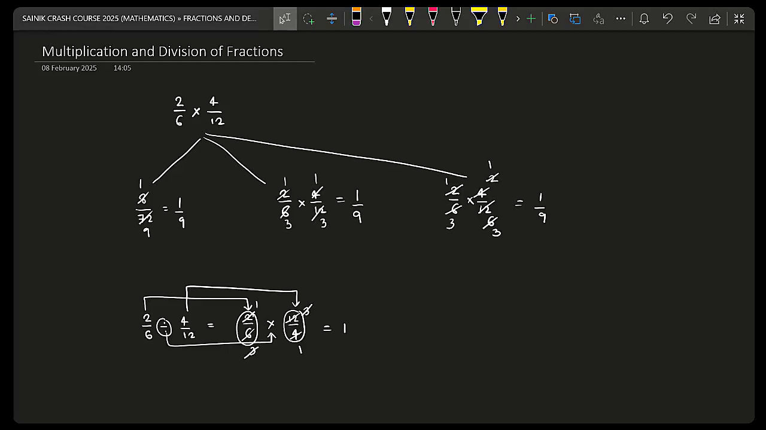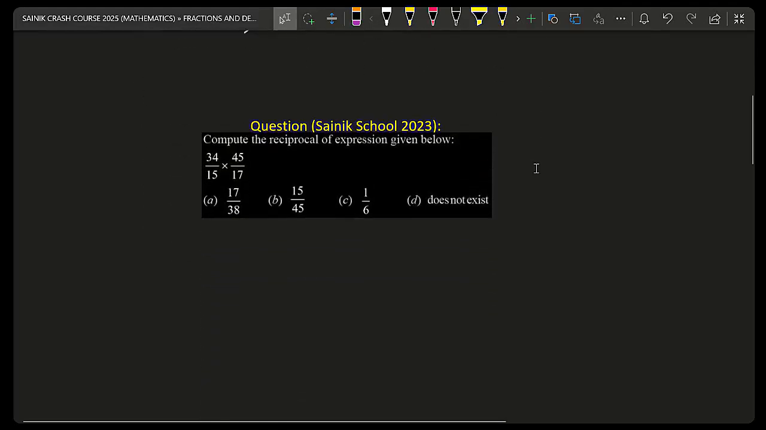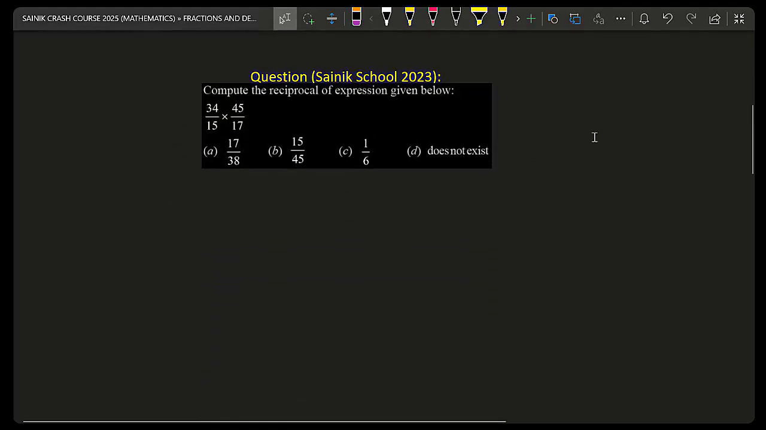Yes. Okay. We are going to the next question now. All of you try this question. It came in the 2023 paper. Compute the reciprocal of the expression given below. All of you try this. First copy the question and options and try the solution. Once you are ready with the solution, you can raise your hand. I may accept anybody.